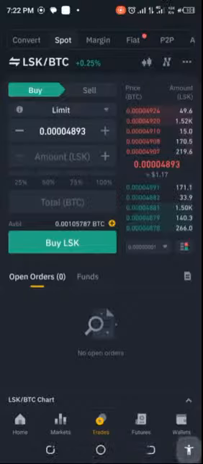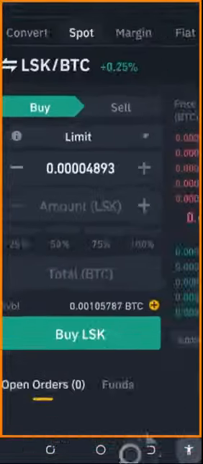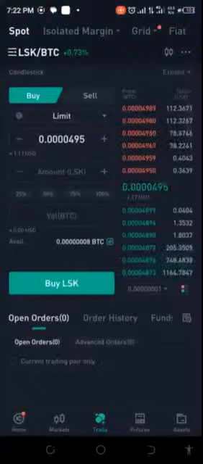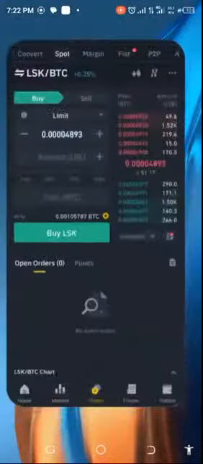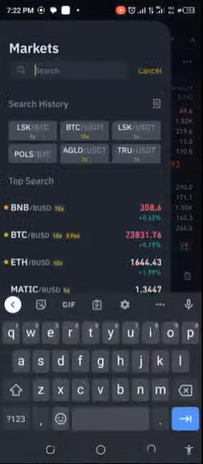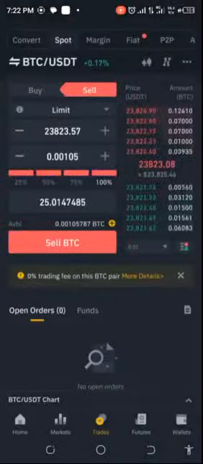We can see here currently the price of LSK BTC is 0.0004893, and on KuCoin it is, let's go check, 495. So we have a difference there. What we're going to do is go back to Binance and try to buy this. I already have changed $25 worth of USDT to BTC. Just to cross-check, if I were to sell this, you can see we have 25.01 USDT here.